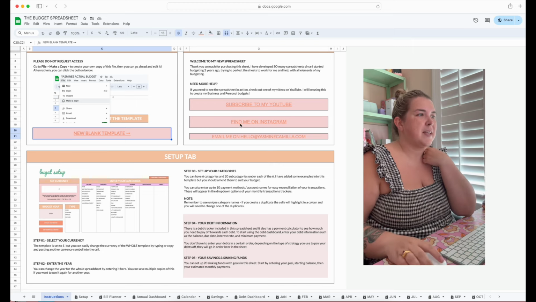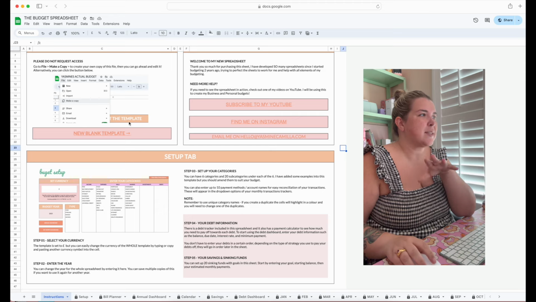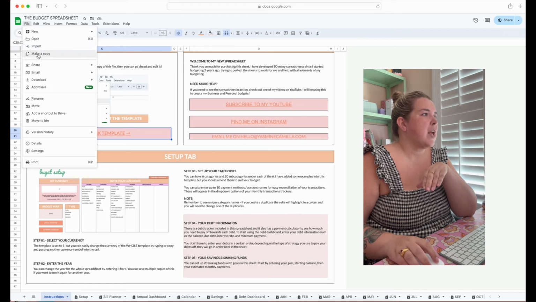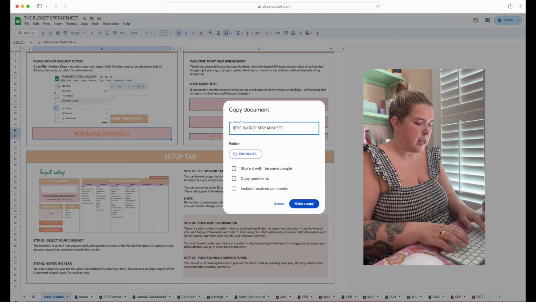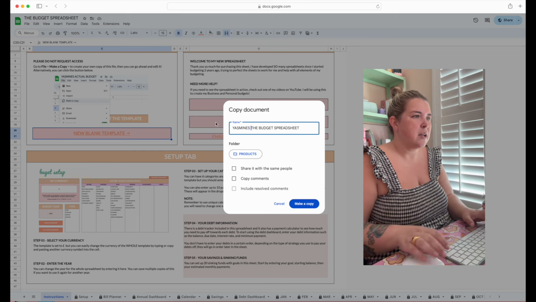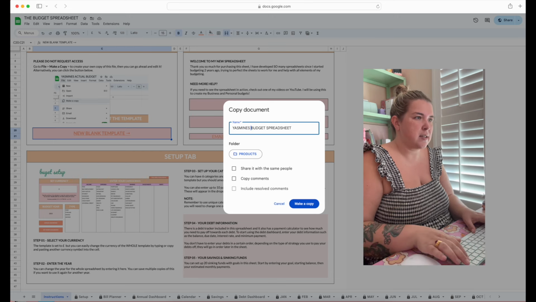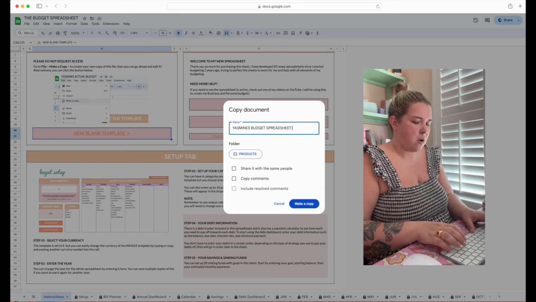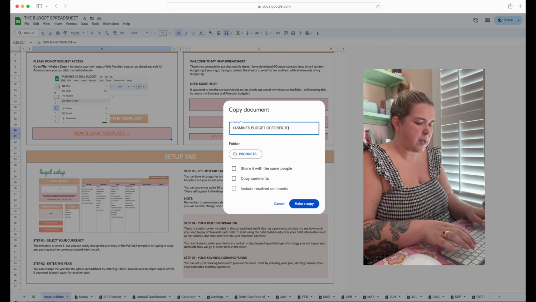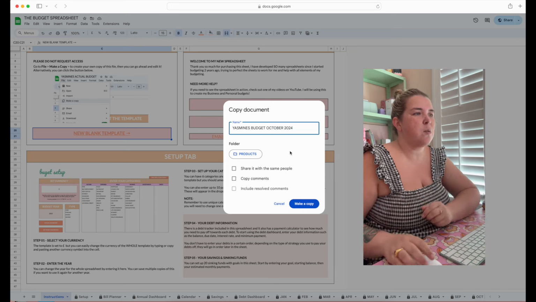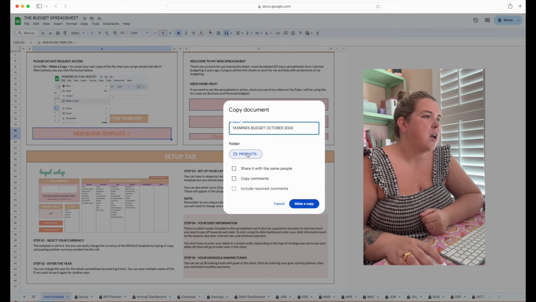So first up, this is the blank spreadsheet and I have to make a copy. So this is the first thing. You want to either click here or you can just do File and then Make a copy. So I am going to call it Yasmine's budget October 2024, so I know that this is the new one that I am starting.